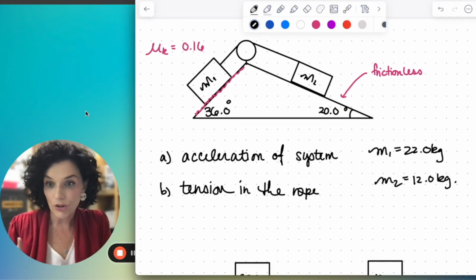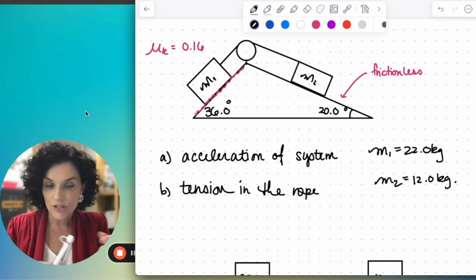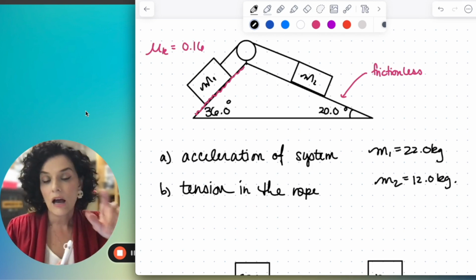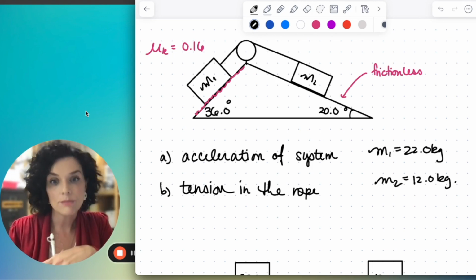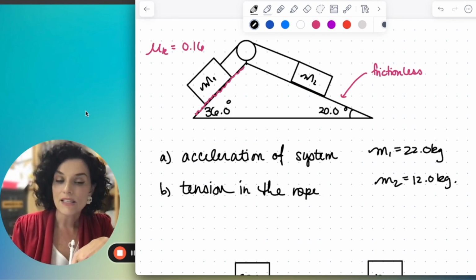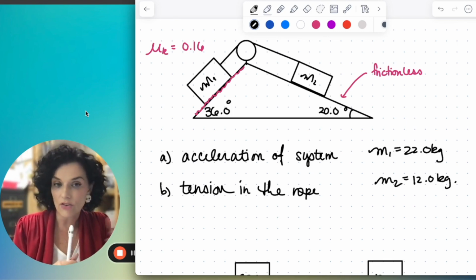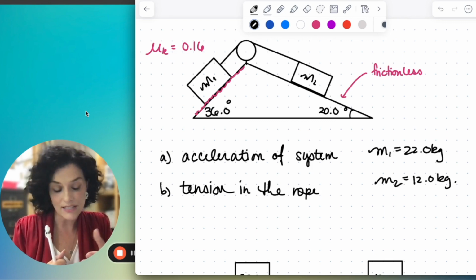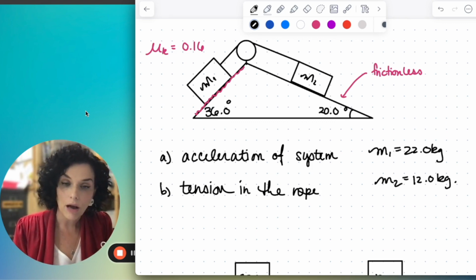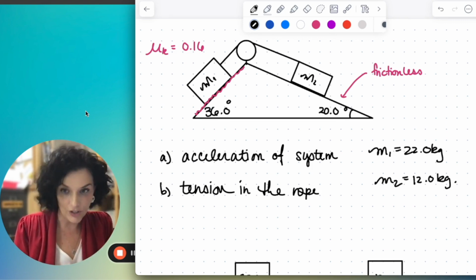Okay, so this is the note from earlier today. Very similar setup. What you are going to notice though is that I swapped the masses around. So in this case here, mass number 1 is going to be 22 kilograms, and it is sitting on an incline of 36 degrees in the system. Mass number 2 is 12 kilograms. It is on the other side with an incline of 20 degrees. One thing to note though, you have a coefficient of kinetic friction between mass 1 and the ramp itself. Mass 2 and the ramp is frictionless.